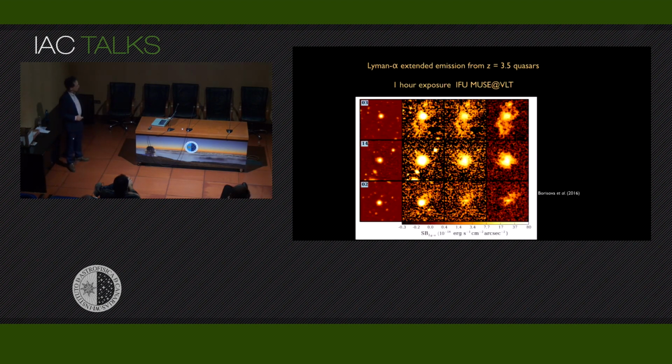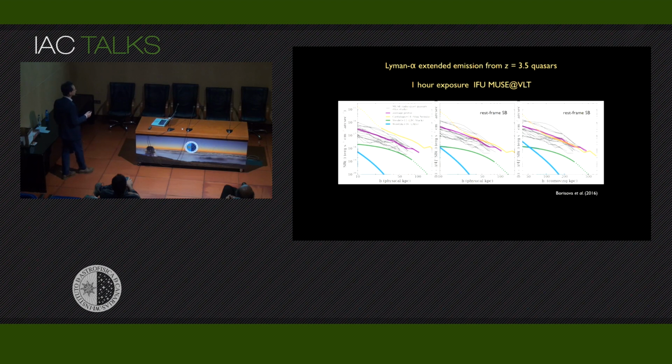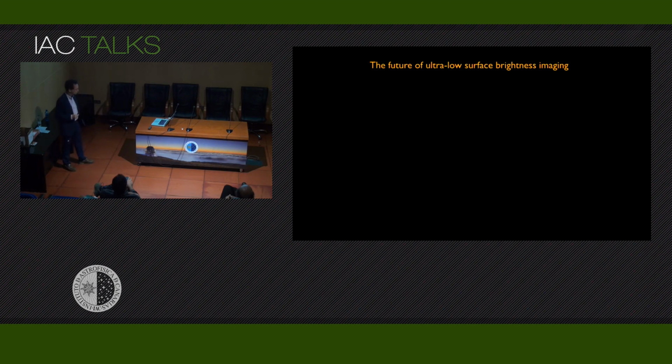Now you can use again VLT with the most efficient instrument at the moment, MUSE, and you can actually see after 1 hour this diffuse Lyman-alpha emission again around very high redshift quasars. And if you look at the rest-frame surface brightness, it extends essentially to 0.5 megaparsec comoving. So there is lots of stuff around galaxies and quasars, but it makes no sense to go to this high redshift. Let's look at low redshift.